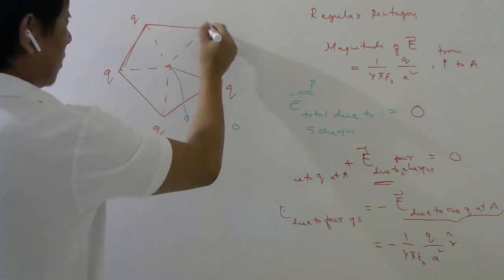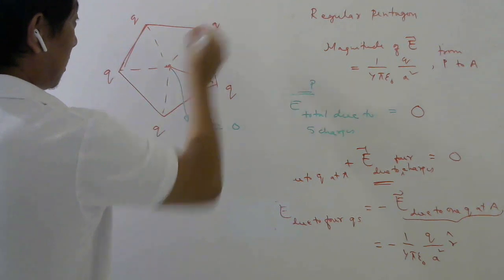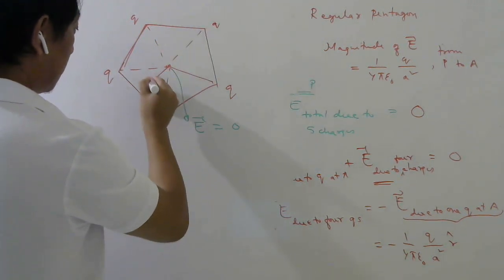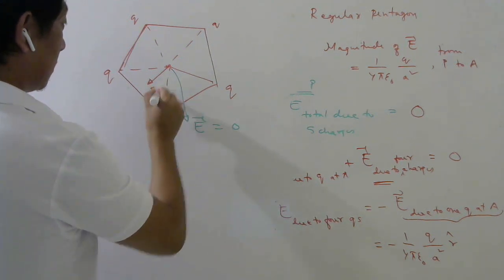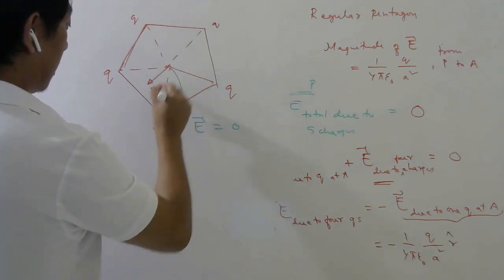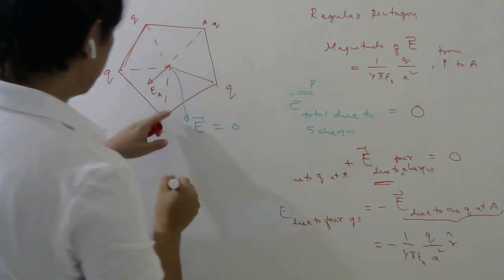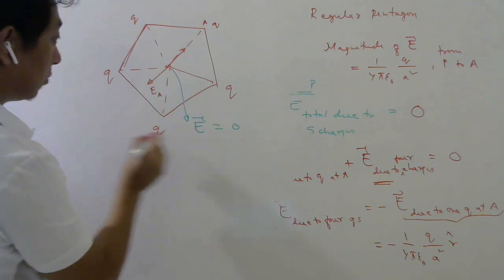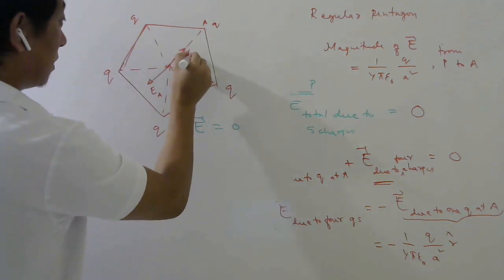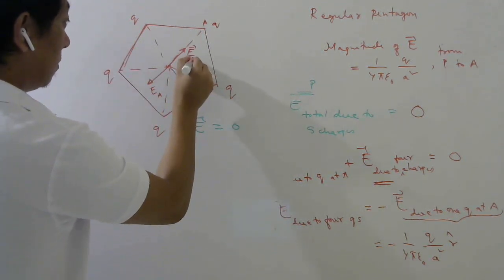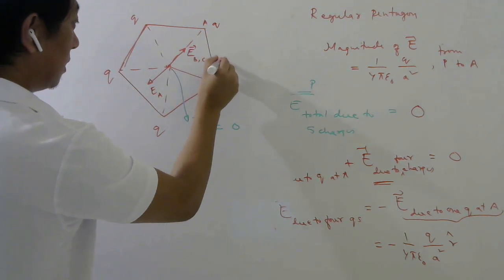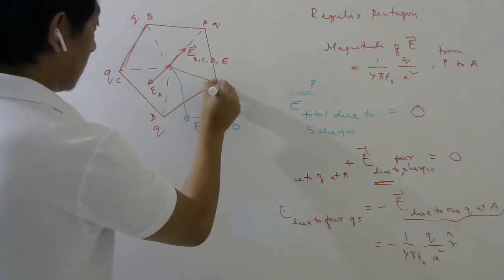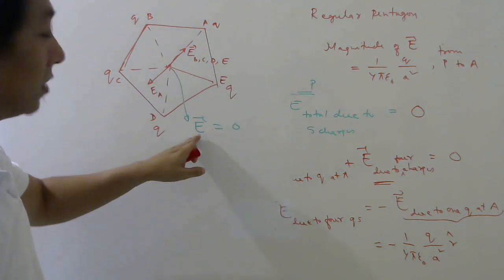That means whatever electric field this charge produces here, due to this charge, let us write this A, that must be opposite to and equal to the electric field due to these 4 charges. So this is the electric field due to B, C, D, E. Then only the electric field can be 0, right, students?